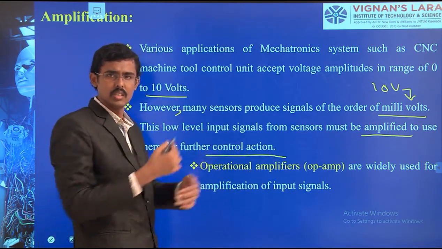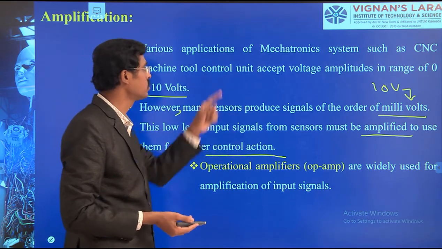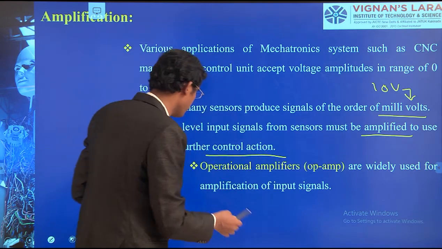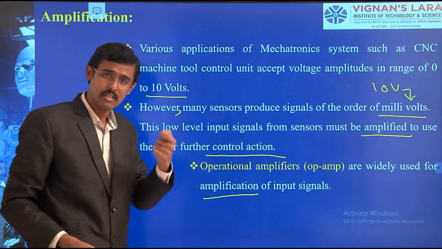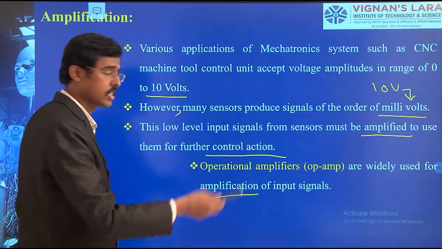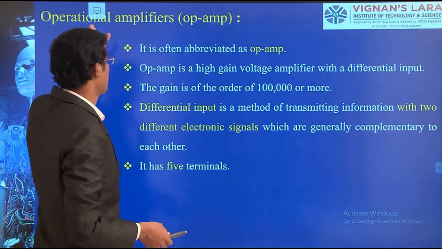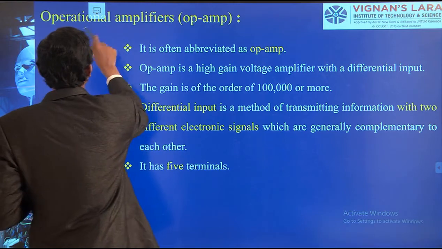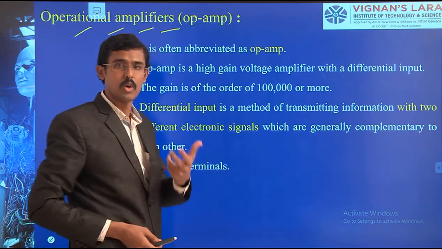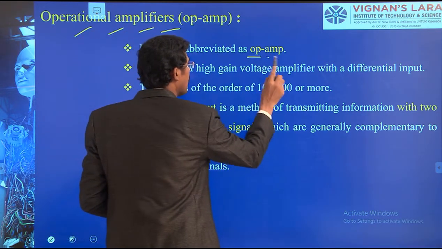So whether it's a reduction or an amplification process, we should do it through the signal conditioning systems. Operational amplifiers, op-amps, are widely used for the amplification process. For amplification, we are using the setup named operational amplifiers. Right, number one I have taken here is the operational amplifiers. This is one amplification module. It is often abbreviated as op-amp.